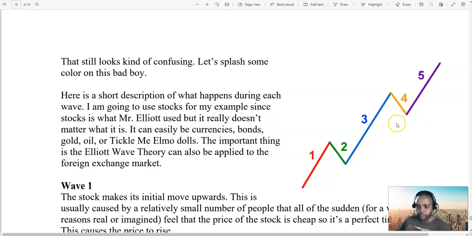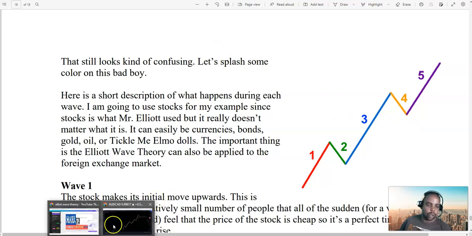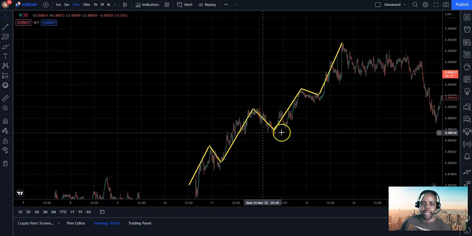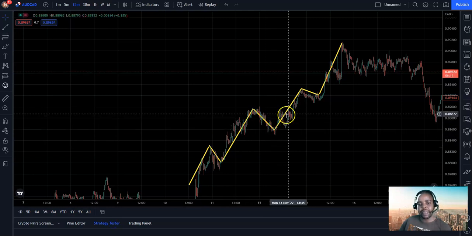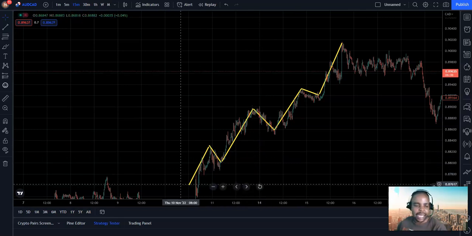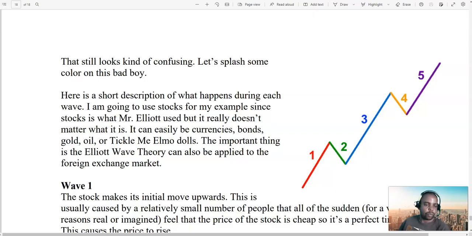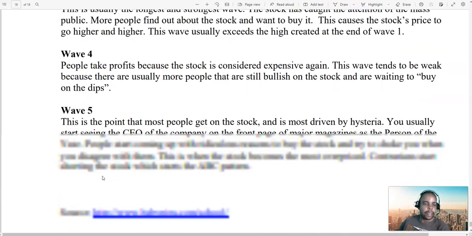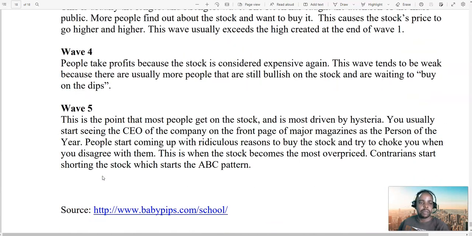But rather here, where it can bounce back, I can show you on the chart also, on these levels, start buying right here so that you can anticipate growth beyond this previous high. And then the fourth, people take profit because the stock is considered expensive. This wave tends to be weak because there are usually more people that are still bullish on the stock and are waiting to buy on the dips.